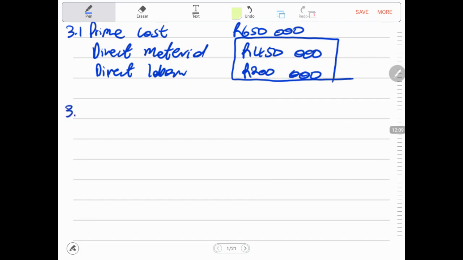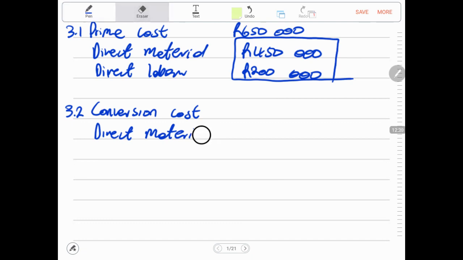Then we come to the second requirement, which is requirement number 2, where we are calculating conversion cost. Conversion cost is made of direct labor, and be mindful of the fact that we are dealing with the totals here. These are the costs that are incurred to convert material into becoming a finished product. Direct labor and manufacturing overheads.